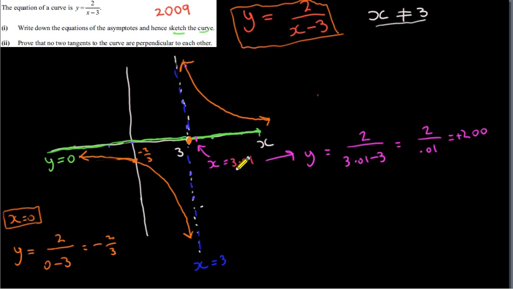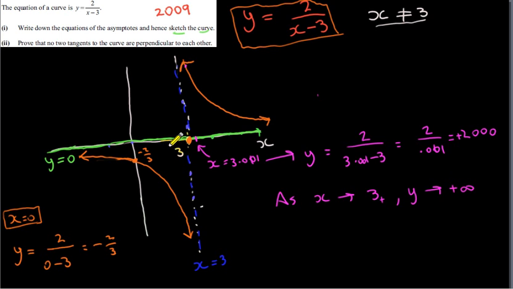And if we were to take, instead of 3.01, 3.001, which is even closer to 3, so we're approaching x equals 3 from the right, then we'd have 3.001 minus 3, that's 0.001. That would give us an answer of plus 2000. So you can see that as we get closer and closer to x equals 3 from the right, our value of y approaches plus infinity. So we could write this as x approaches 3, and we could put a plus sign here indicating we're approaching 3 from the right, y tends to plus infinity.